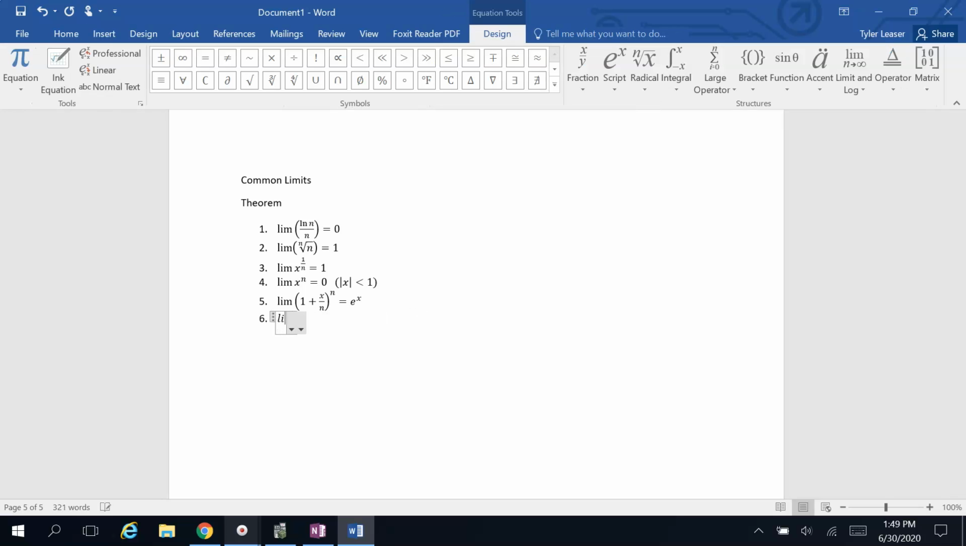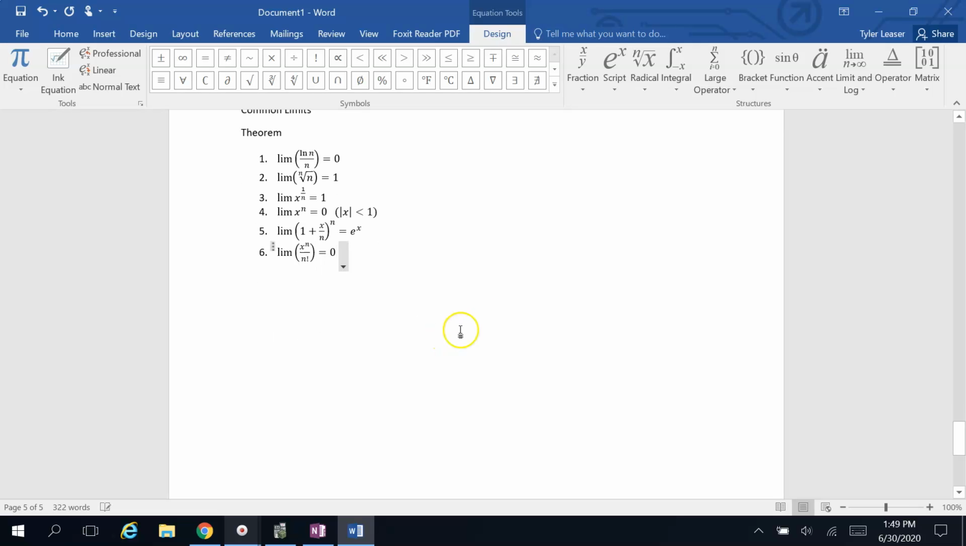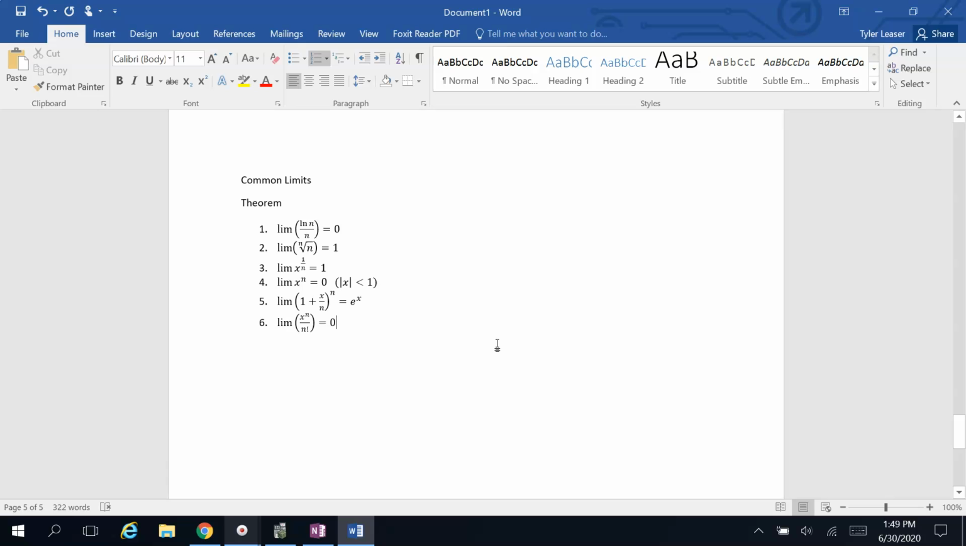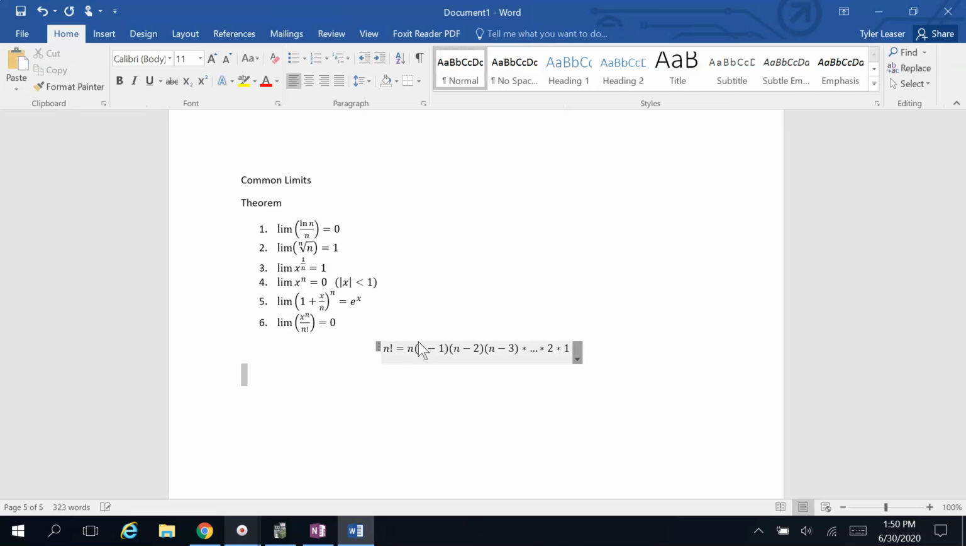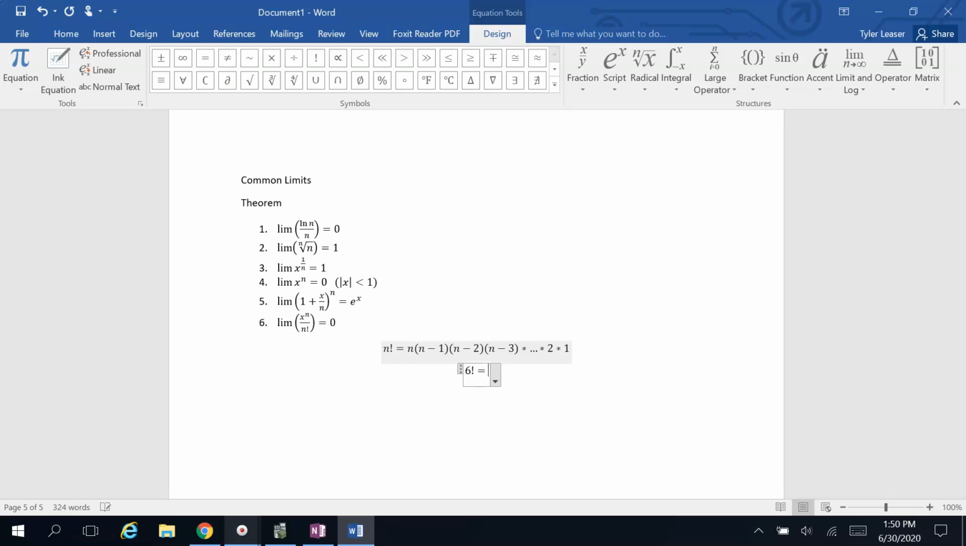All right, one more. So the limit of x to the n over n factorial is equal to 0. And believe it or not, I still have people that have no idea what a factorial is in Calc 2, so let me just explain that a little bit. N factorial is just taking whatever that number is multiplied by the next number down times the next number down times the next number down all the way until 1. There might be some dots in there. So, for instance, if you have 6 factorial, that's just 6 times 5 times 4 times 3 times 2 times 1. So that's a factorial.